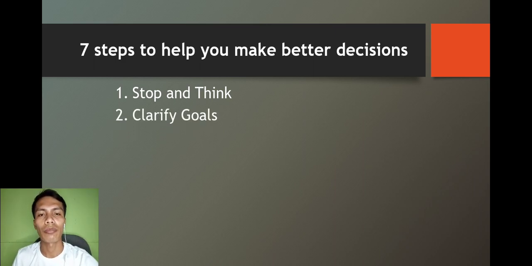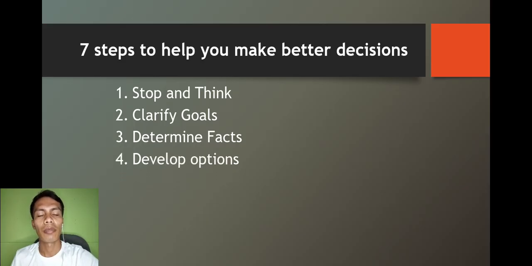So what are your goals, why do you want to do it, will it help your goals or not? If it will not help, then why do it? Then determine facts, whether it is true or not. And next, develop options. So there are possible options before you do that thing. Then consider consequences. So the consequences you need to consider.